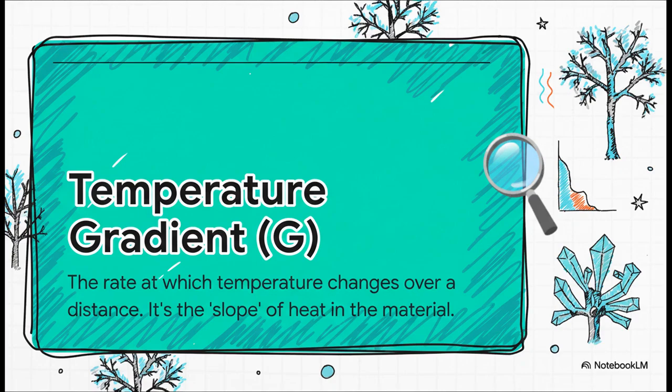And the key to understanding how it flows is this idea called the temperature gradient. Now, don't let the fancy name fool you. All it's asking is, as you move from the solid out into the liquid, does it get hotter or colder? That's it. And believe it or not, the answer to that one simple question changes absolutely everything.